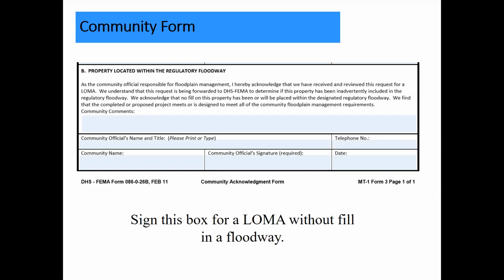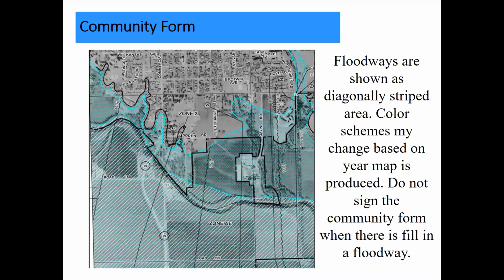And they want you to sign it. You're putting your neck on the line. You're signing this form. If you're not sure how to find a floodway, it's the diagonal striped area. All right.